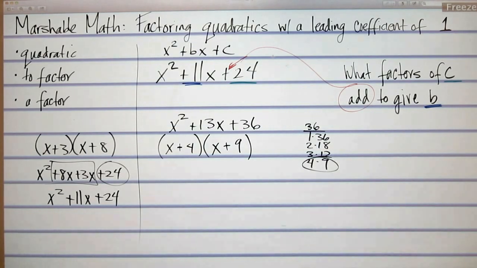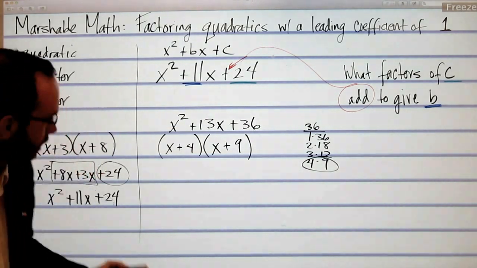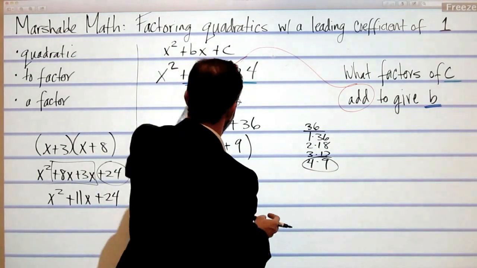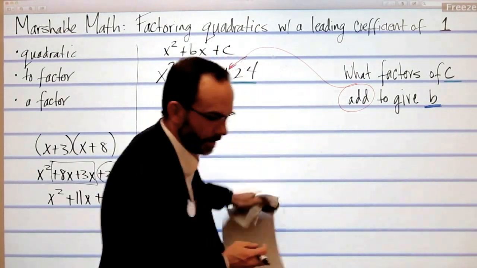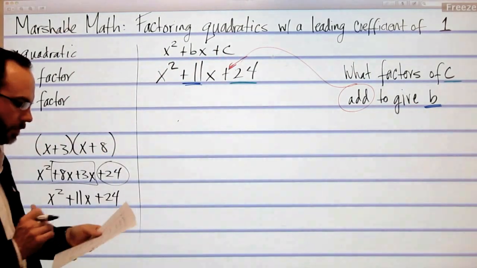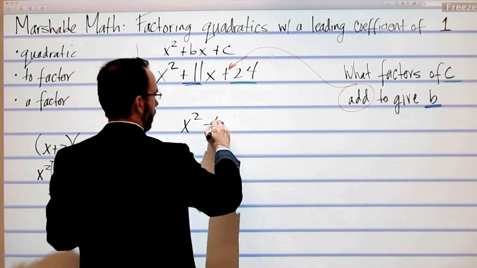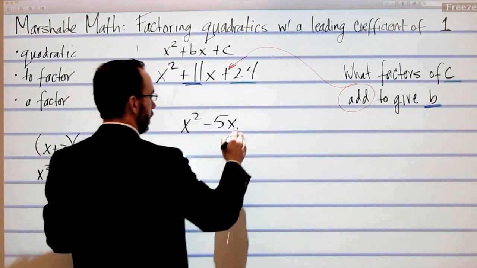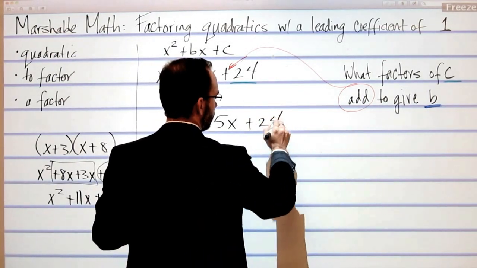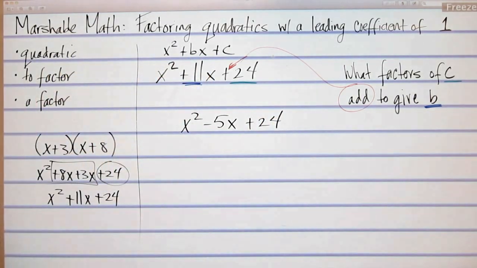All right, let's try another one. Let's do x squared minus 5x plus 24. Okay, press pause on the video. Take a shot at that one.